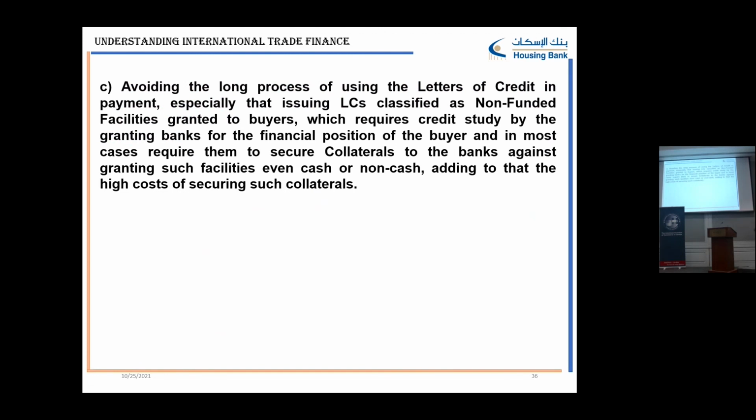As you know, if the buyer needs or the supplier requests an LC, then the buyer will need a non-funded limit from his bank, because the LC is considered a non-financial facility. So I have to give my balance sheet, and the bank must study it and give me the limit, and it may request collateral, cash collateral or non-cash collateral, and this actually will cost the buyer much. So the buyer prefers the open account rather than other methods because he will not be forced to have facilities from a bank and pay the cost of securing collateral for his bank.